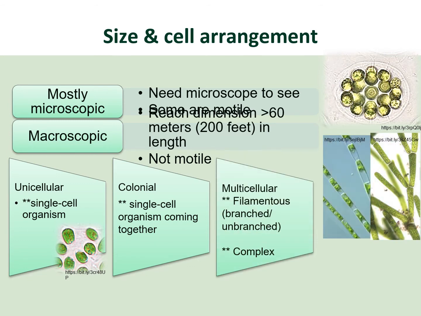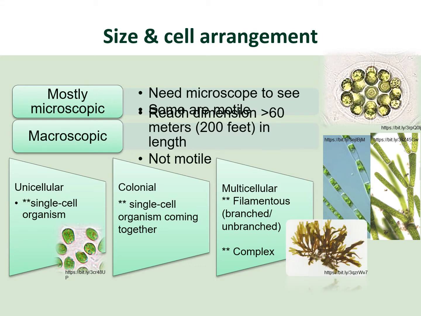For the multicellular algae, they are in filamentous arrangement. They could be micro or macro, depending on the cell sizes. The filaments are the cells that touch end to end, branched or unbranched, as shown in the figure. They can be complex as well. As you can see here, this is the figure showing seaweed, which is brown algae.